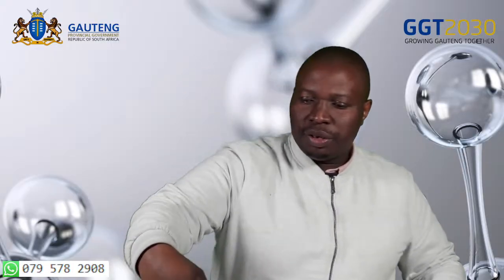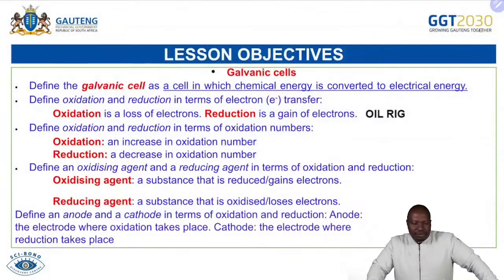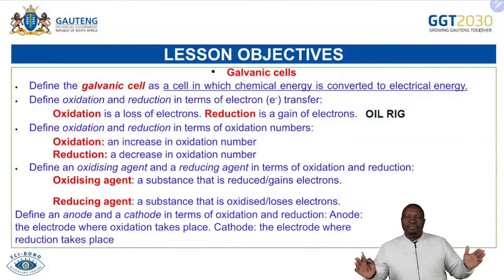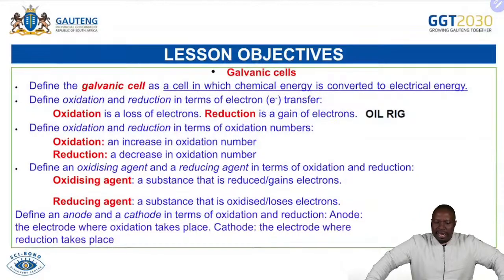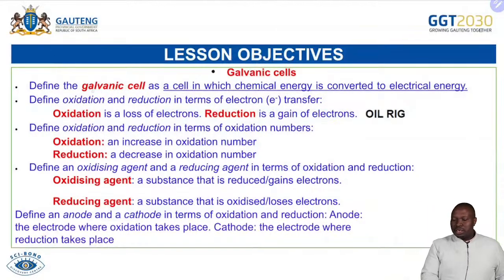So without wasting any time, we'll now move to the lesson itself. We'll start with the lesson objectives, to say what the objectives of this lesson are. The first thing that you must know: in physical sciences, we are always saying definition, according to the exam guideline. So the first definition, which is the most important definition in this topic, is defining a galvanic cell.